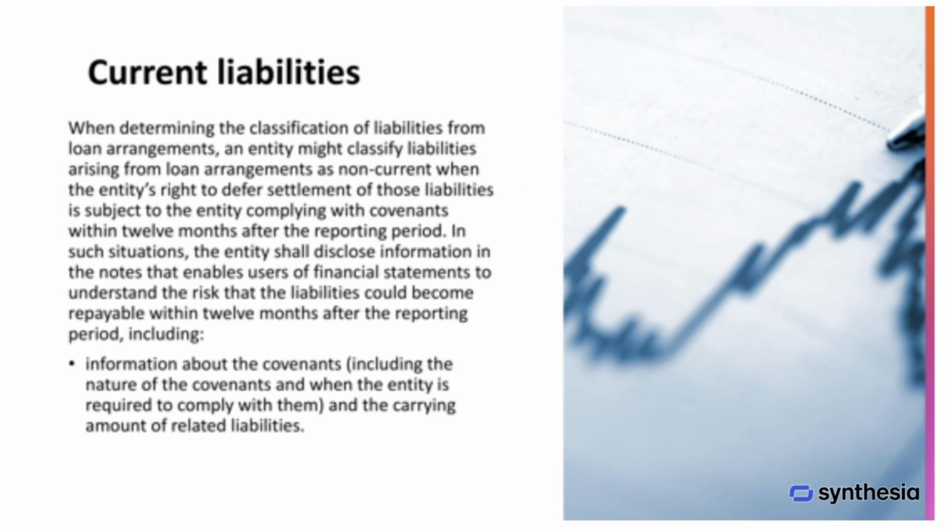When determining the classification of liabilities arising from loan arrangements, an entity may classify them as non-current if the right to defer settlement depends on the entity's compliance with covenants within 12 months after the reporting period. In such cases, the entity is required to disclose relevant information in the notes to the financial statements to help users understand the risk that the liabilities may become repayable within 12 months. This disclosure should include details about the covenants, such as their nature, the time frame in which the entity must comply with them, and the carrying amount of the related liabilities. This helps provide transparency regarding potential risks and the conditions under which the liabilities might become current.